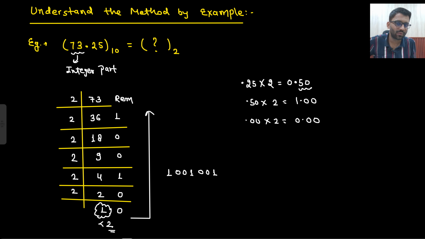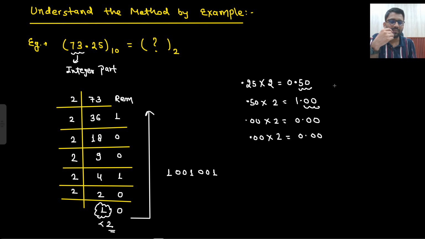Then into 2, 0.50 into 2, whatever I am getting here, that I am picking here, into 2. So I can keep on doing this, 0.00 into 2. So again I will get 0.00 only. So in that manner I can keep on doing it. I need to just do it for 3-4 digits. Okay, that would be more than enough.